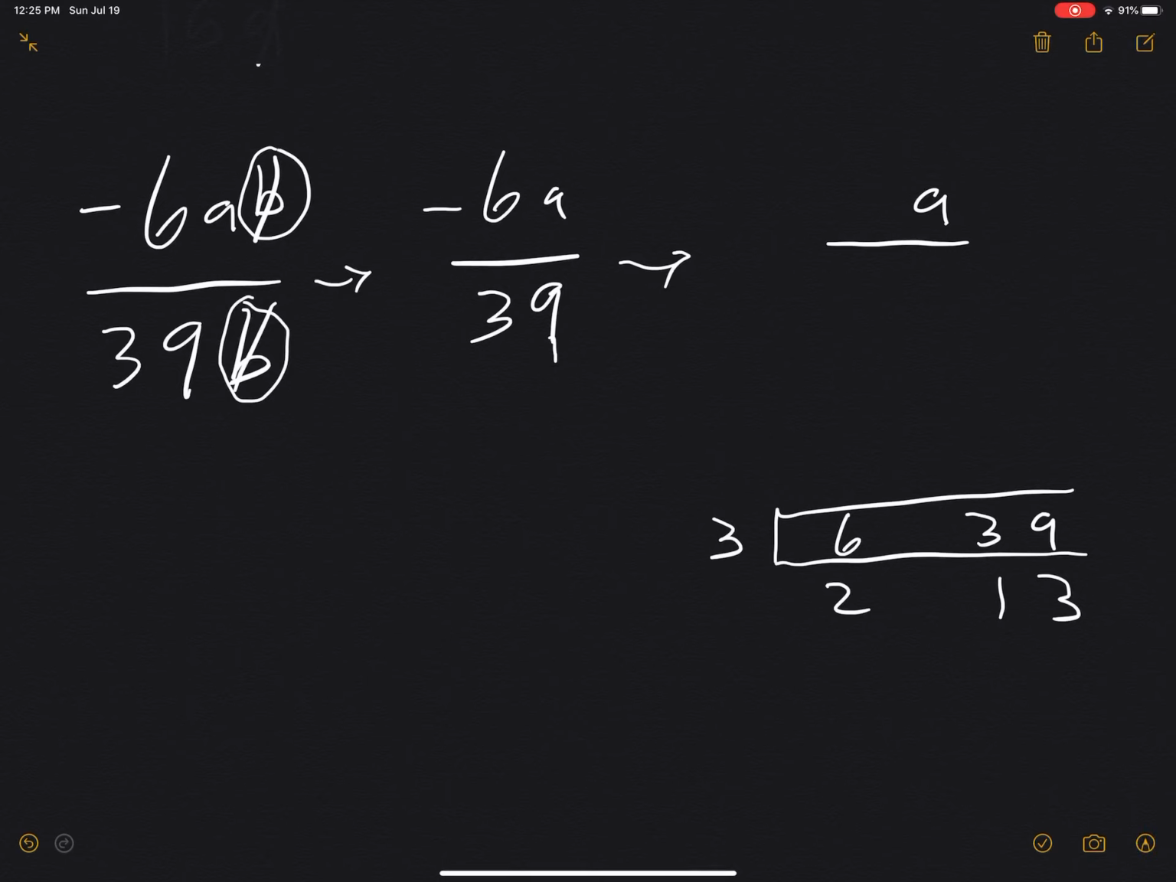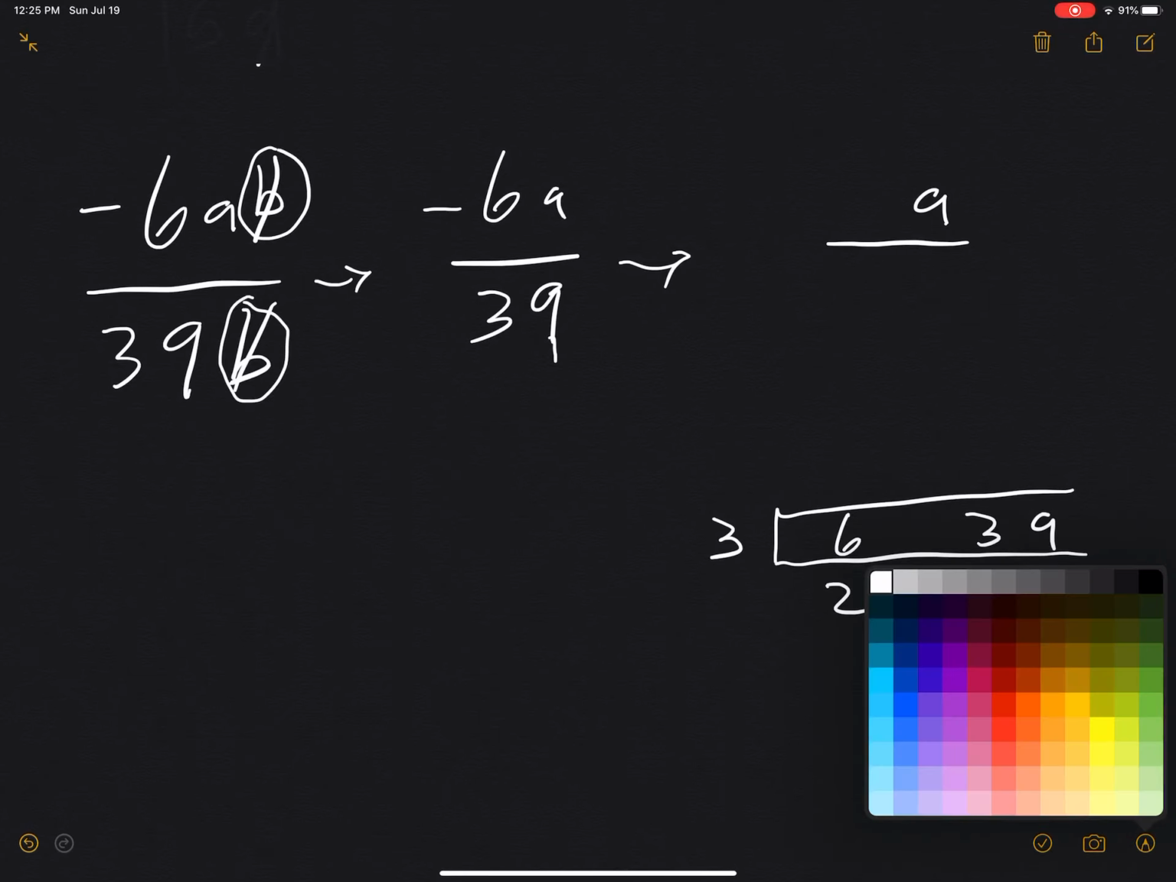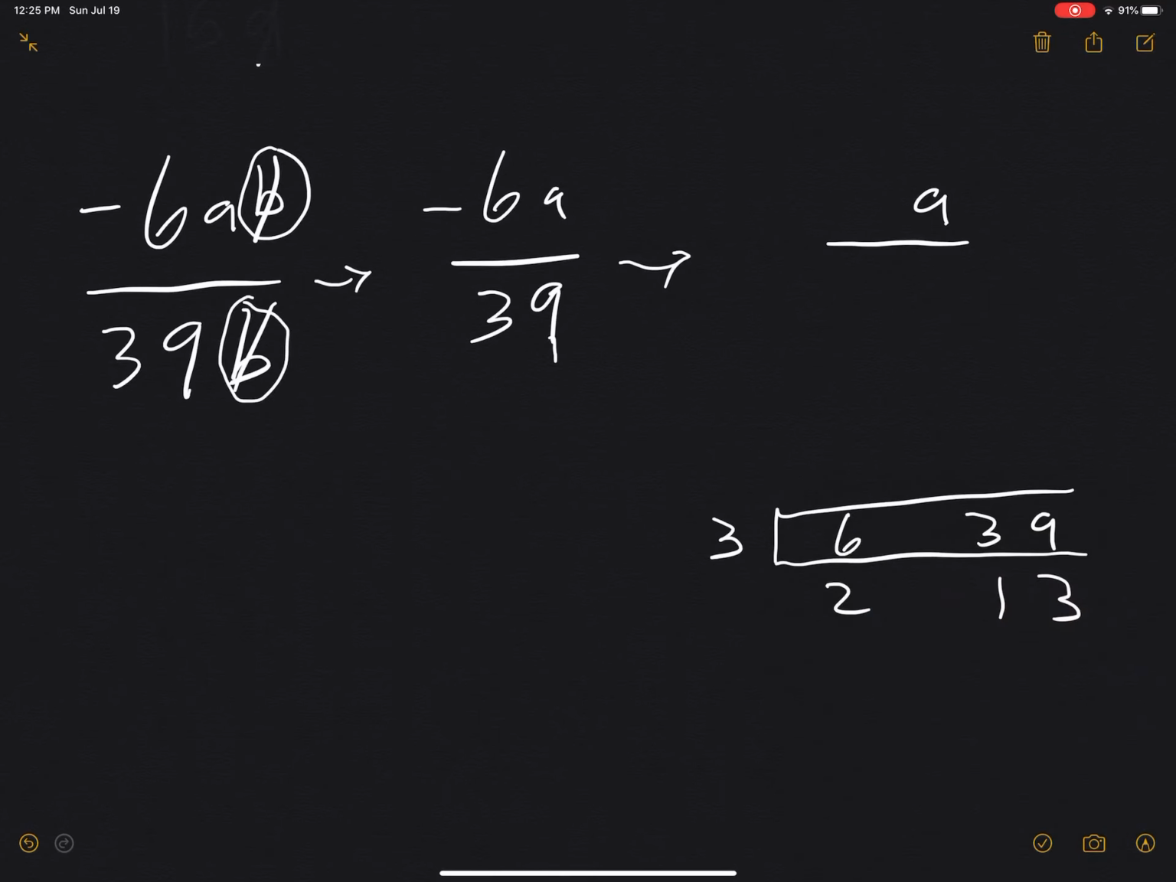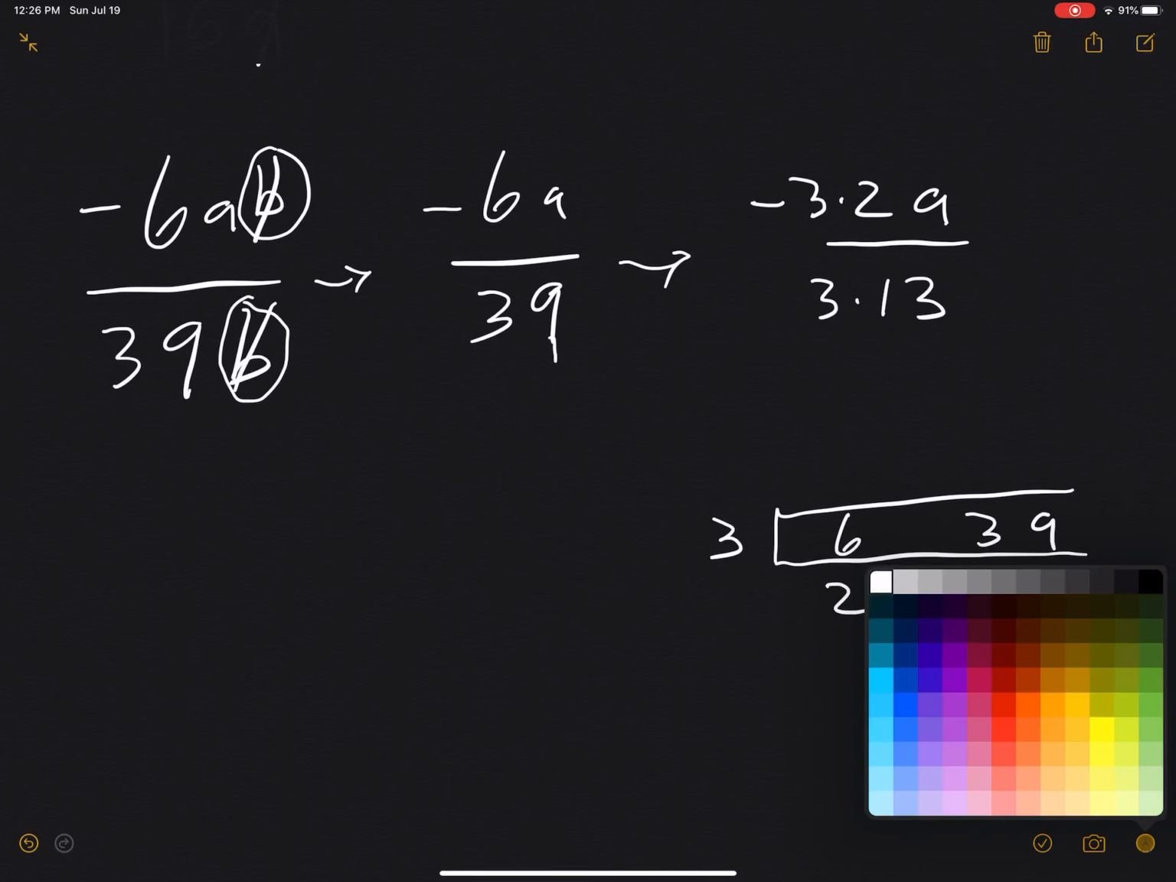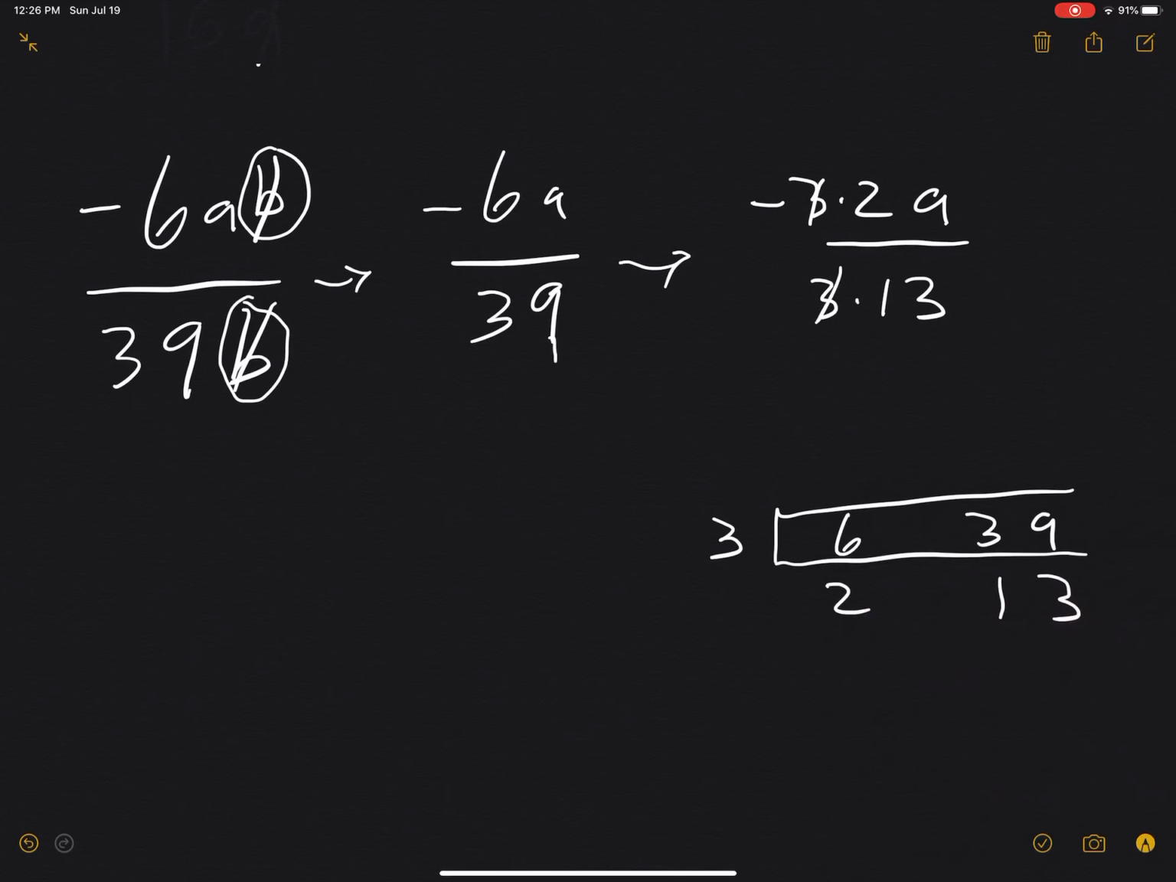And so I'm left with, if I pull that 3 out, let's write it all out, all the steps. I have negative 3 times 2 up here. And down here I have 3 times 13. And what I can do is cancel these 3's. And I'm left with negative 2a over 13.